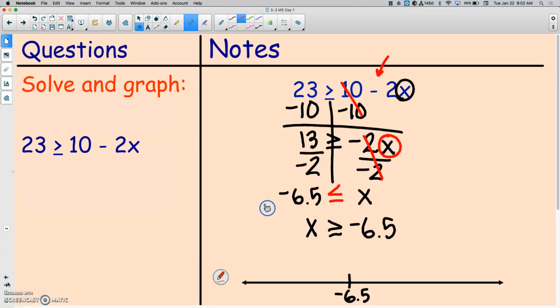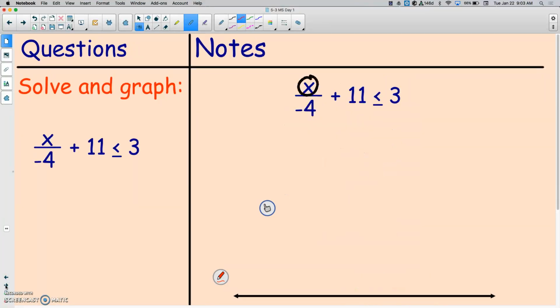Okay, so this is a closed circle because there's a line under the symbol greater than or equal to. Closed circle going to the right. And I need two numbers that are greater than negative 6.5. So maybe I'll do negative 6 and then negative 5.5, just to keep it scaled at 0.5 each time. So they're moving closer to 0.